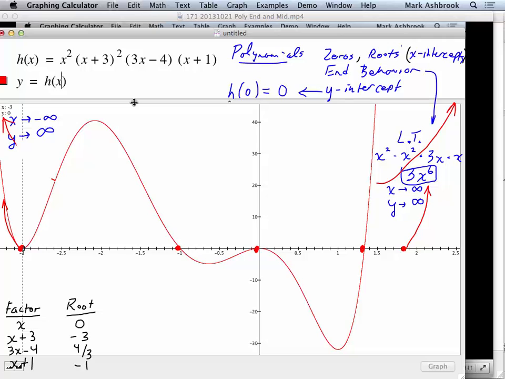Okay, so then what about at -1? What's happening at -1? It goes straight through. So if I were to zoom in on that, what would we see?